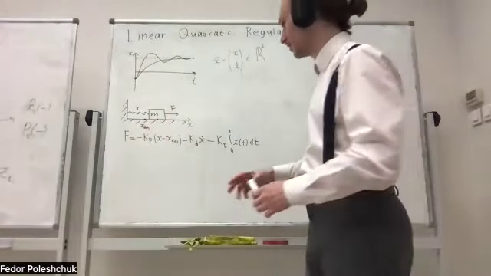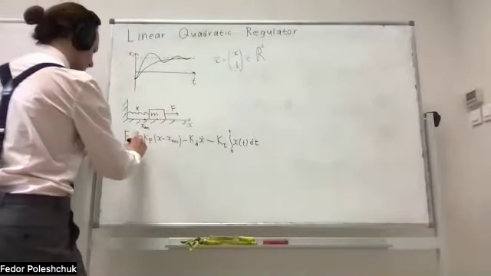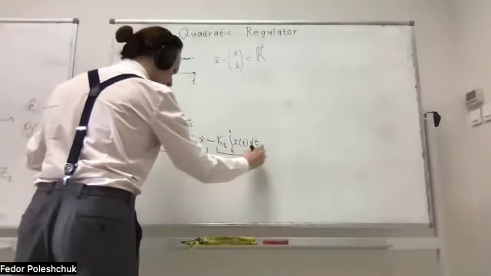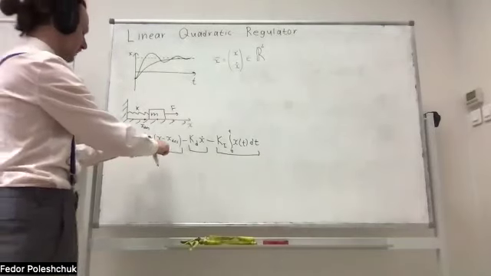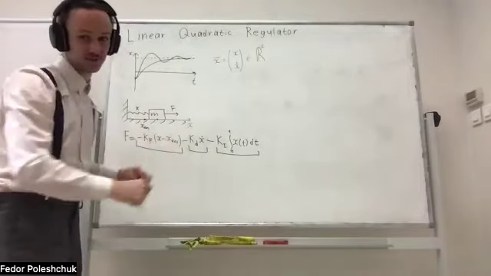Okay, and let us think a bit about those components. The first is called proportional because it's proportional to the deviation of the position from the desired position.